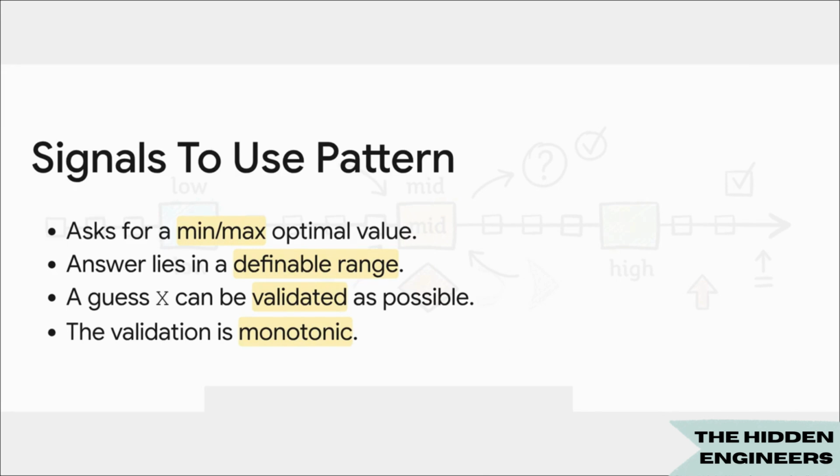Second, can you define a clear range for the answer? And here's the absolute biggest giveaway. Can you imagine writing a function that just takes a guess, x, and tells you, yes, this is possible, or no, it's not? If you can answer yes to those, and that check is monotonic, you've almost certainly found a binary search on the answer problem.